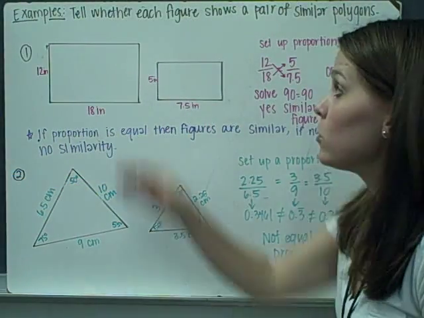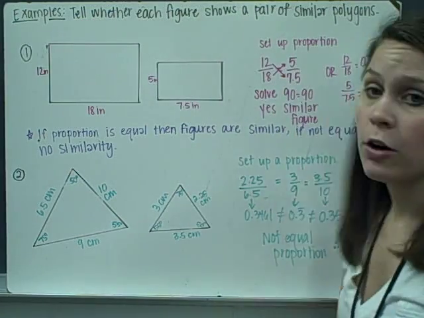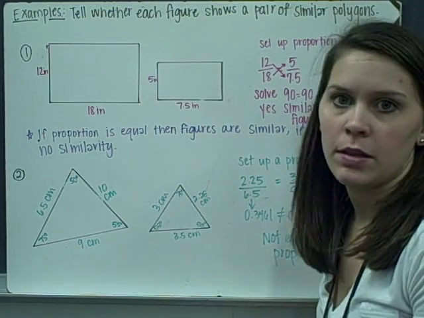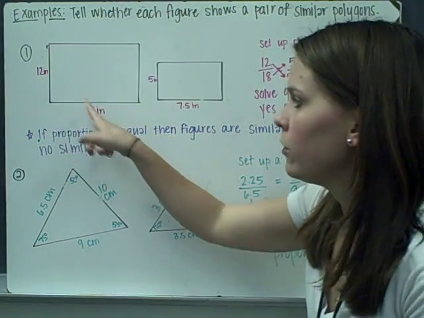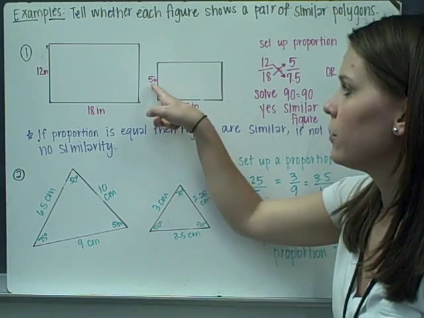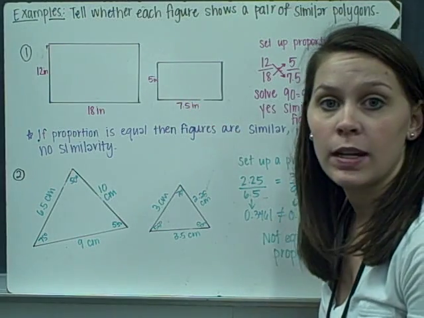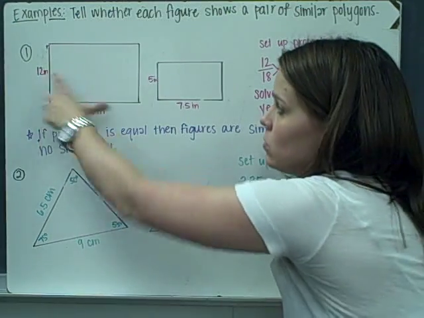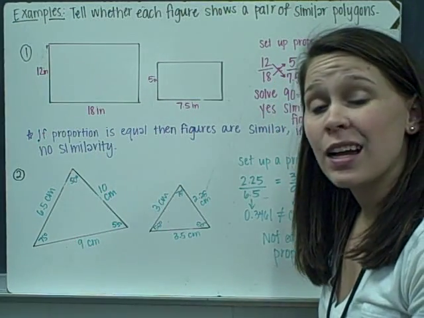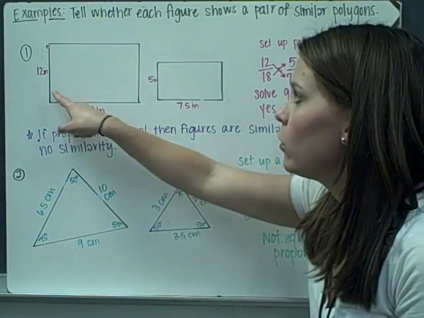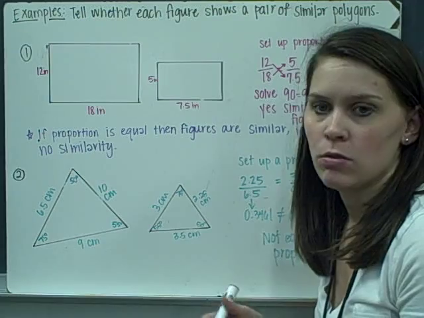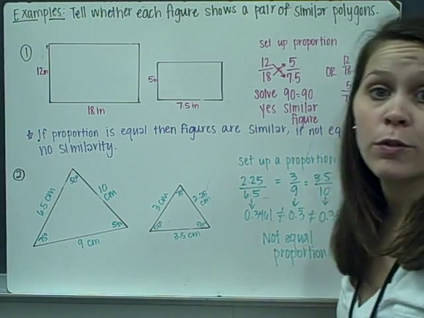So, some examples. Tell whether each figure shows a pair of similar polygons. So we have two rectangles, and obviously these are not the same size. We have a width of 12 and a length of 18, and a width of 5 and a length of 7.5. To determine if they're similar, the ratios of their corresponding sides should be equal to each other. And we know their corresponding angles are equal because all rectangles have 90-degree angles. So you're going to set up a proportion for their sides.